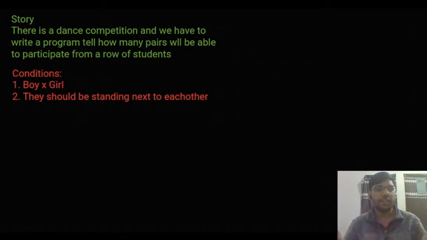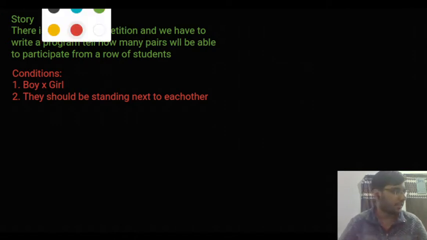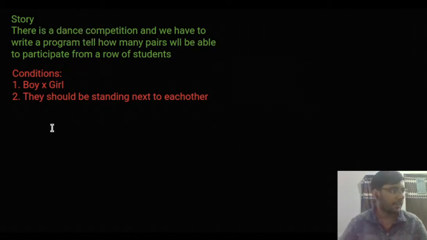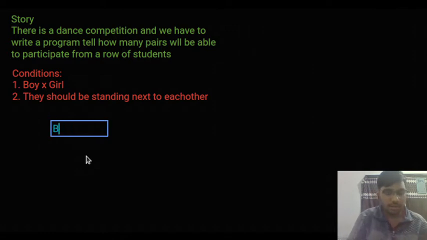So if there is a line of students, all friends are standing together, and only a boy and a girl standing adjacent to each other can dance. That is what it actually means. So let us understand this by a simple example. If there is a boy and a girl standing, we know that this can be a pair. This is a good to go pair.